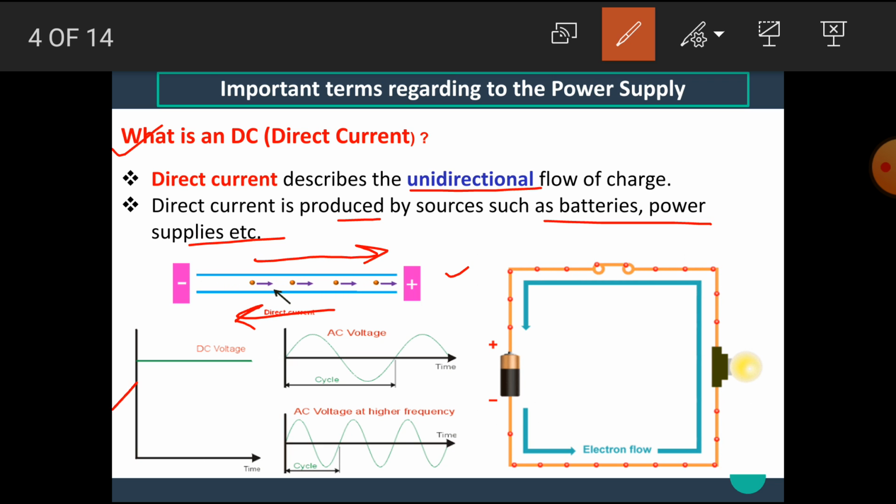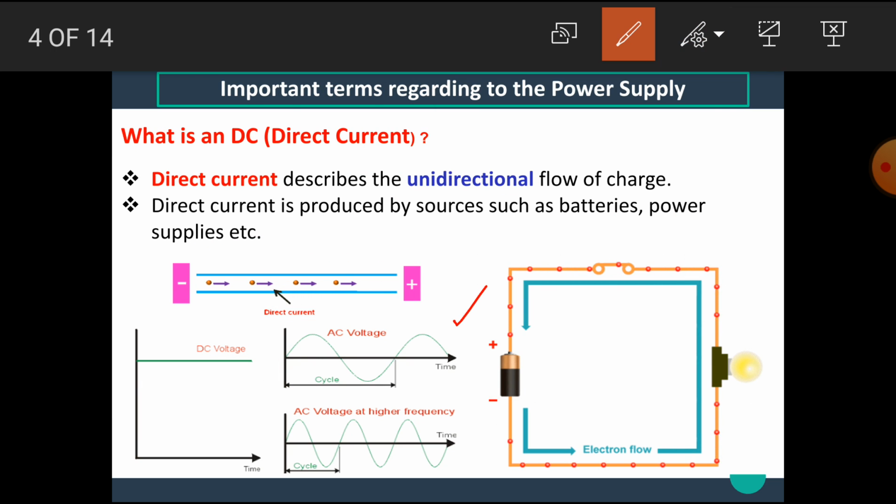Okay, this is the waveform of DC voltage, in which we can see that the DC voltage has a fixed value of voltage. This is a very important term here: the DC voltage is a fixed value of voltage. Okay, here we can see the AC voltage and the DC voltage. AC voltage means it has positive as well as negative values.